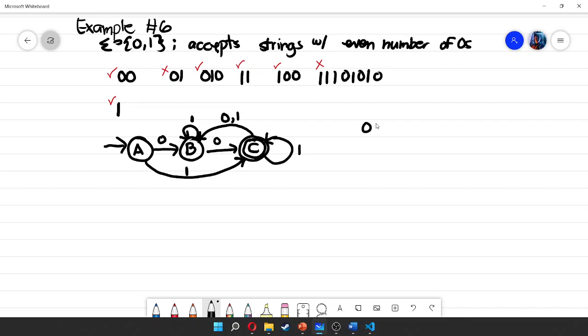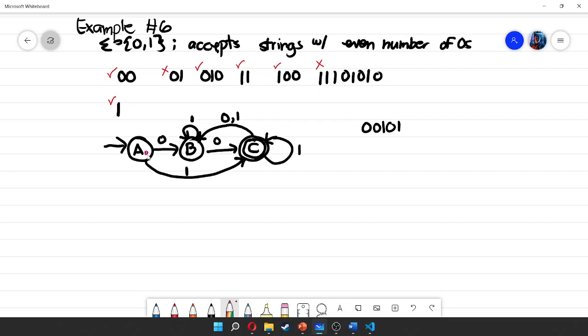Sige, 0. 0, 0, 1, 0 kana? Sir, pila ka length, sir? 5. Ay, 5 ba, sir? Sige, okay. Okay na lang siya. Sige, 5. Sige, dugangi pa. 1. Okay. Sige, try na tog trace ha.